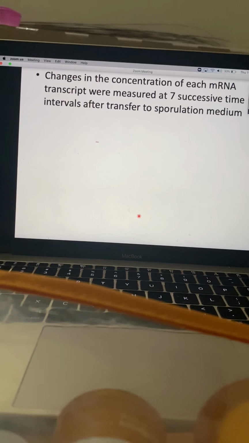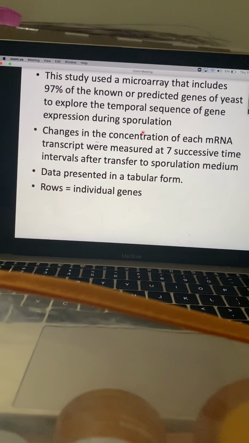So the changes in the concentration of each mRNA transcript were measured at 7 different time points after switching the cells to sporulation medium, meiosis and sporulation. I keep saying sporulation, but this should be meiosis and sporulation. And the data are presented in a tabular form. The changes in the concentration of each mRNA transcript, again, are measured by a scanner. And then I'll show you how the rows represent individual genes, columns, time points, etc.